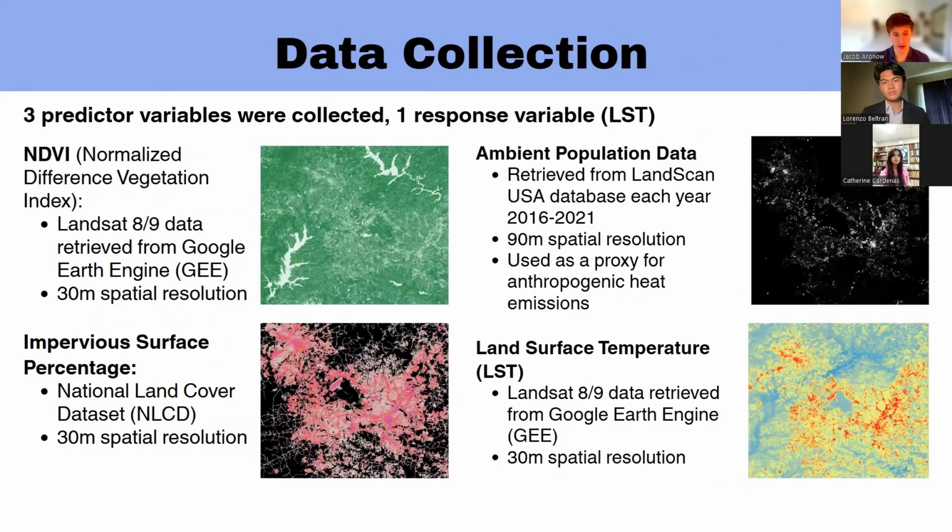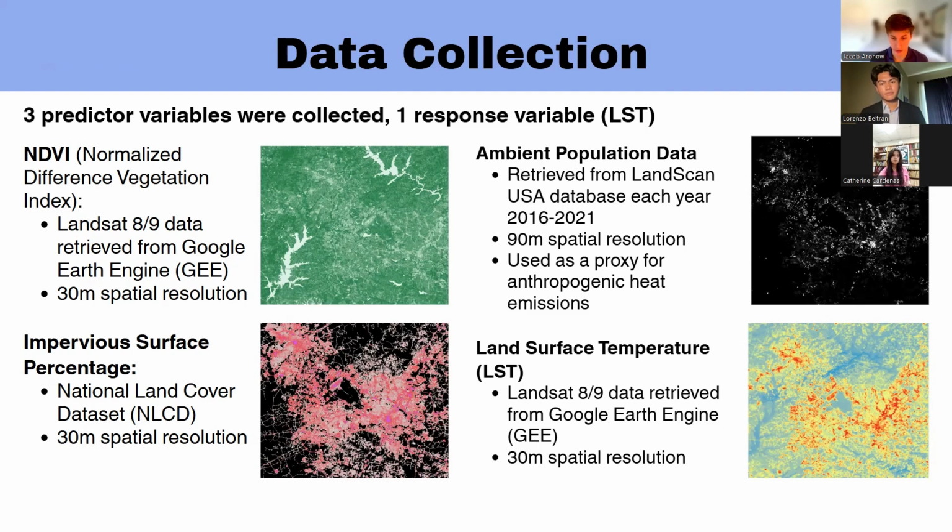Now, in order to train our model, we had to first collect the data. We collected data from the Research Triangle for each summer between 2016 and 2024. This included 3 component variables and 1 target variable. The first component variable was NDVI, or Normalized Difference Vegetation Index. It measures how dense and healthy vegetation is in any given area. The second component variable was impervious surface percentage, which measures what proportion of land is covered by impervious surfaces, which do not allow water to transmit downwards.